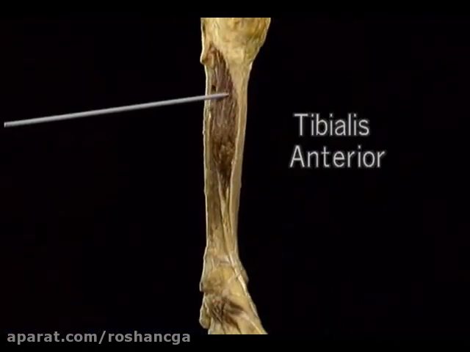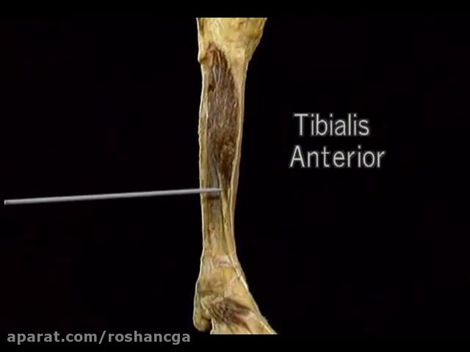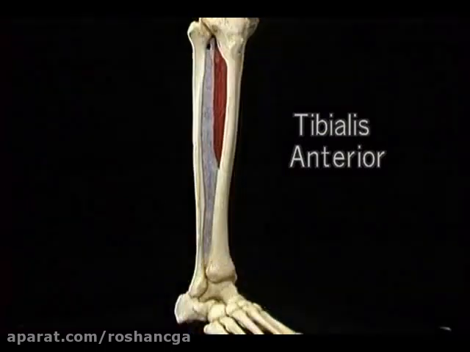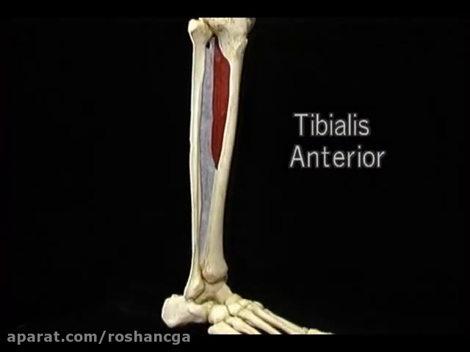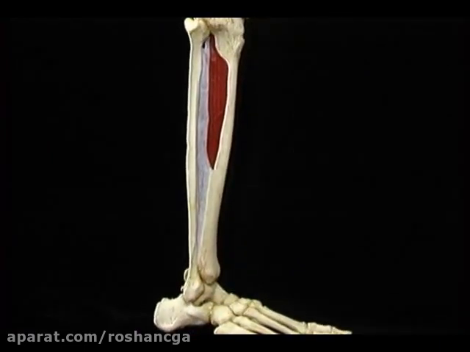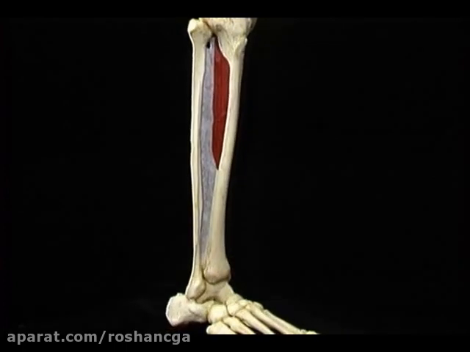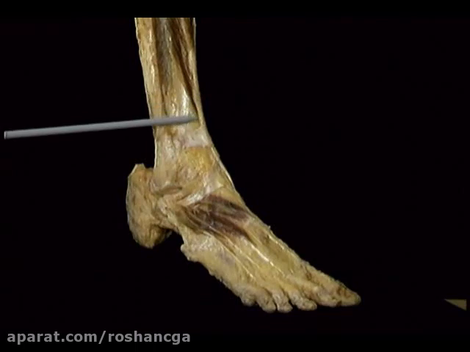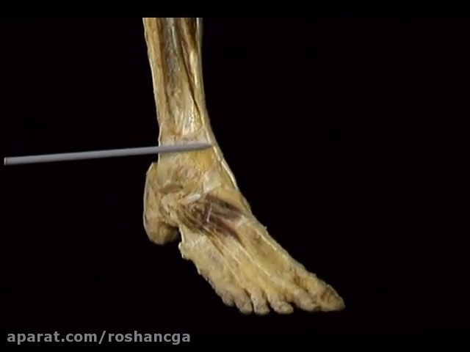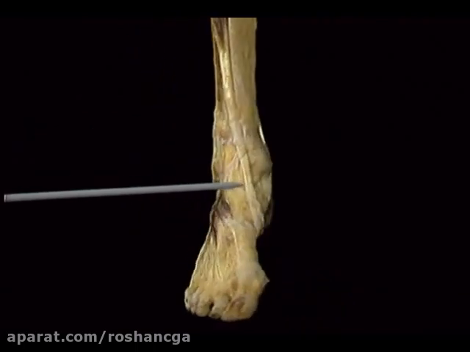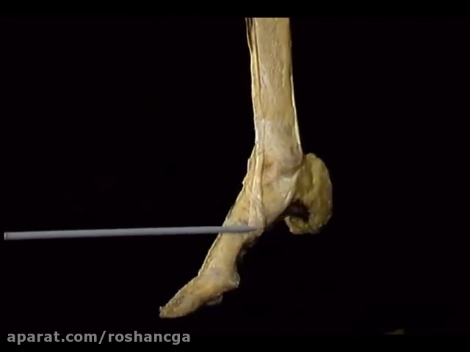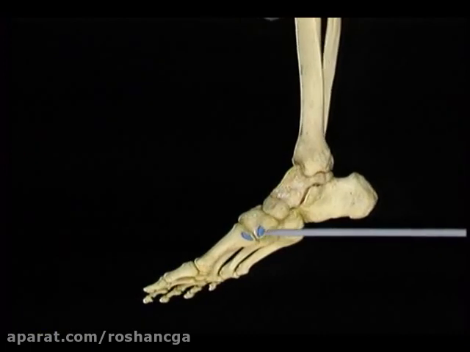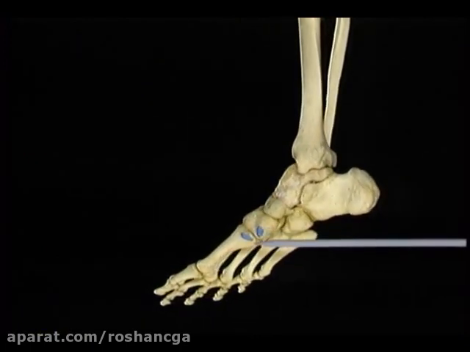Here's tibialis anterior. Tibialis anterior arises from the lateral surface of the upper tibia and from the interosseous membrane. The tendon of tibialis anterior passes under the extensor retinaculum and winds around the medial side of the tarsus to insert right down here on the first cuneiform bone and on the base of the first metatarsal.